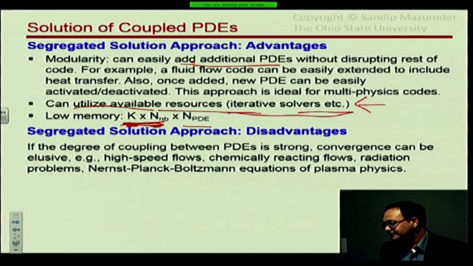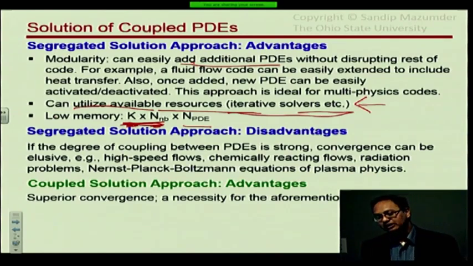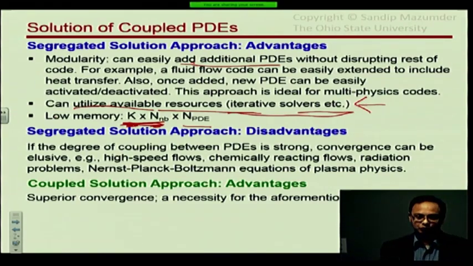The disadvantage is if the degree of coupling between PDEs is strong, then convergence can be elusive. For example, high-speed flows with shocks and so forth. Chemically reacting flows is another example. Very difficult to converge with a segregated solution. If you have strongly nonlinear problems like radiation, it becomes a problem. And then the equations of plasma physics, again, because of the strong nonlinearity and coupling between the physics. Okay, so it's all driven by the complexity of the problem from a physics point of view, that sometimes you have to use coupled solvers.